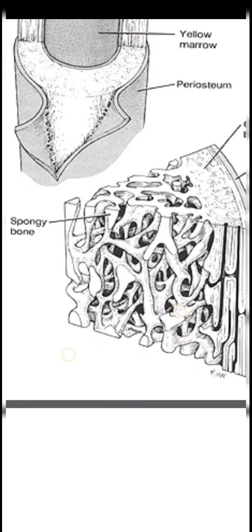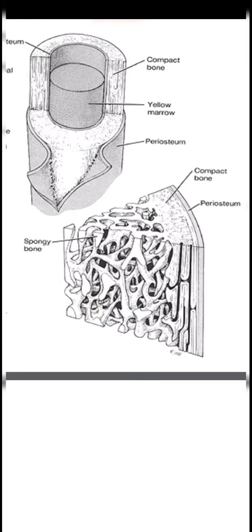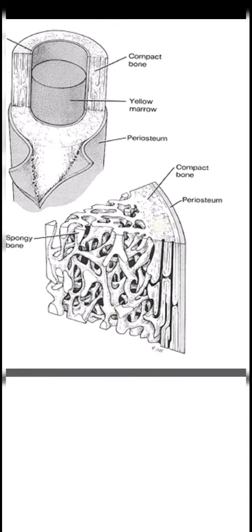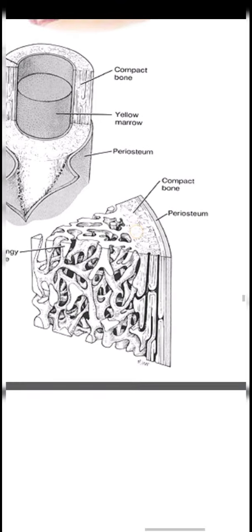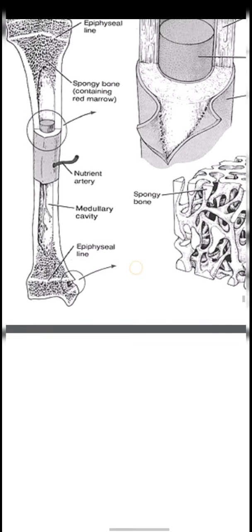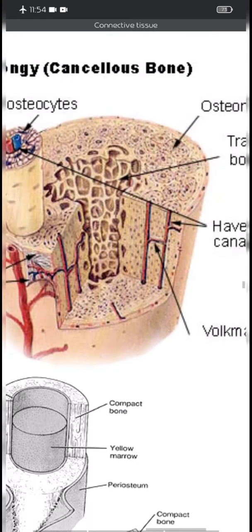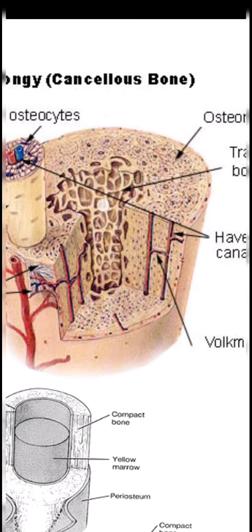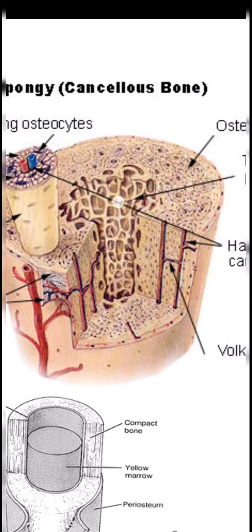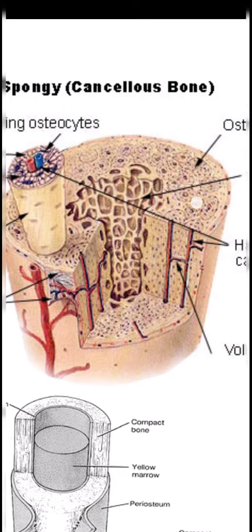Whereas if we look at the structure of the spongy bone, it contains many spaces. These are known as trabeculae, this spacious kind of structure. On the outer side of this is the compact bone, and then there is periosteum. So here we can see it more clearly. This is compact bone, this is spongy bone that contains trabeculae. Then there is the compact bone. This one is compact bone.